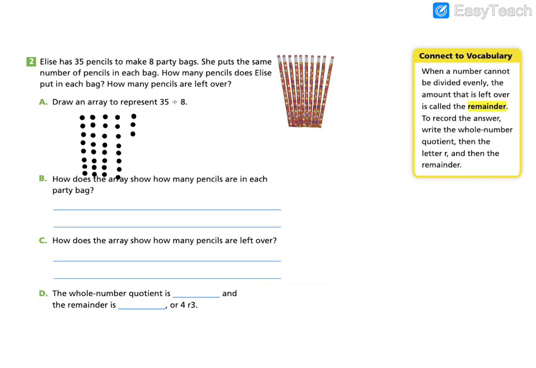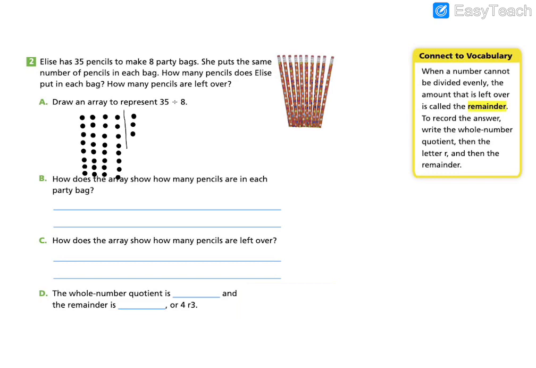All right, so here's my array. I have 8 rows. But you can tell it's not quite even right now. I have some extras right up here. I'm going to draw a little line to separate those. Right now I have 8 rows with 4 in each row. But then I have these extra little 3.